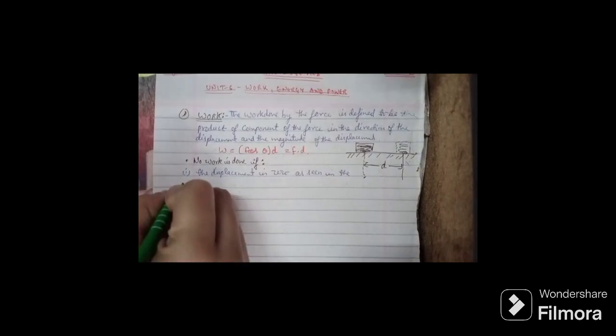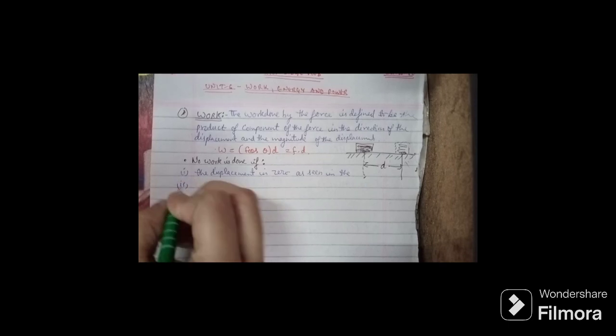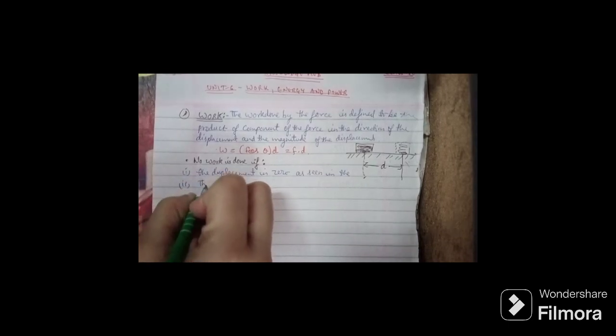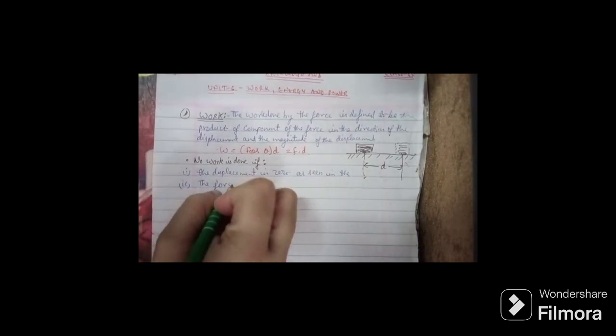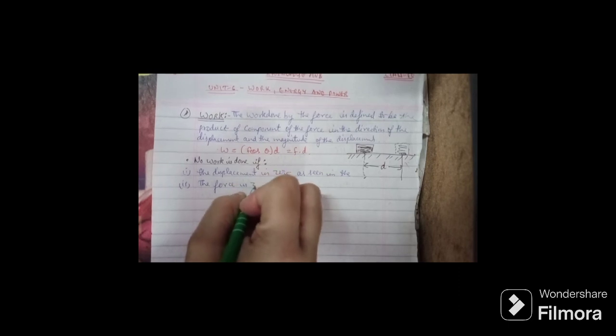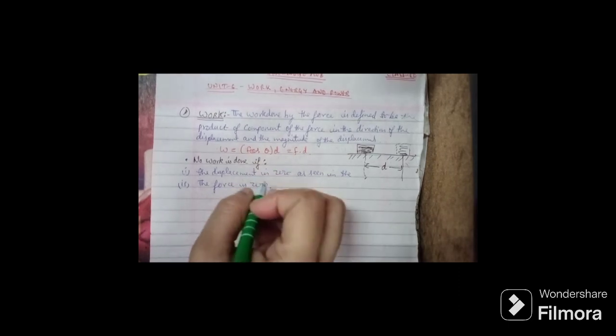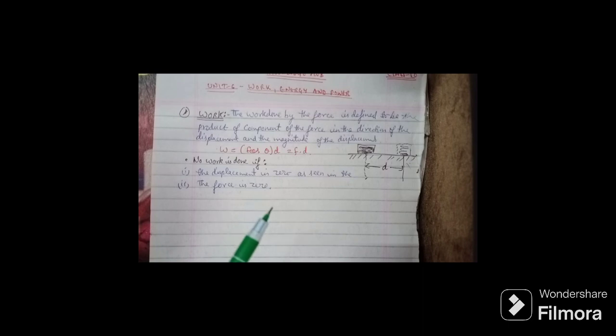So the second is the force is zero. When is the force zero? A block moving on a smooth horizontal table is not acted upon by a horizontal force since there is no friction, but may undergo a large displacement.